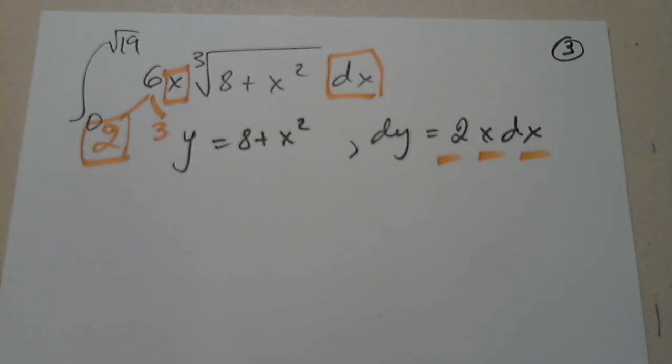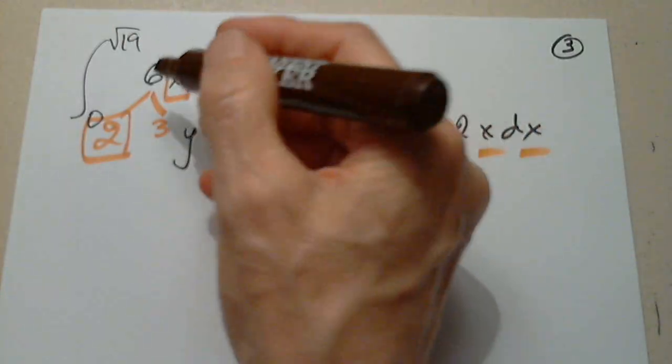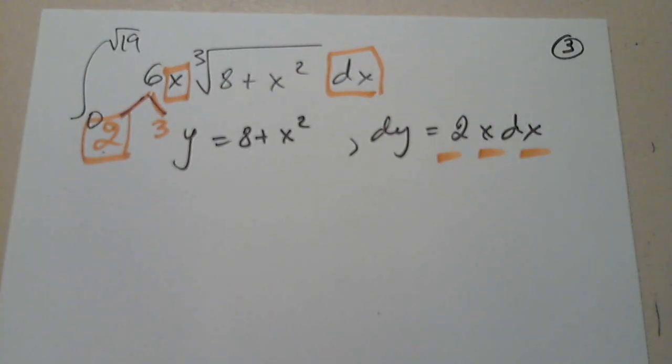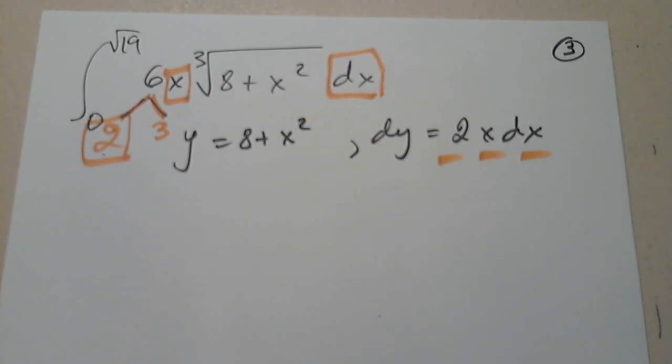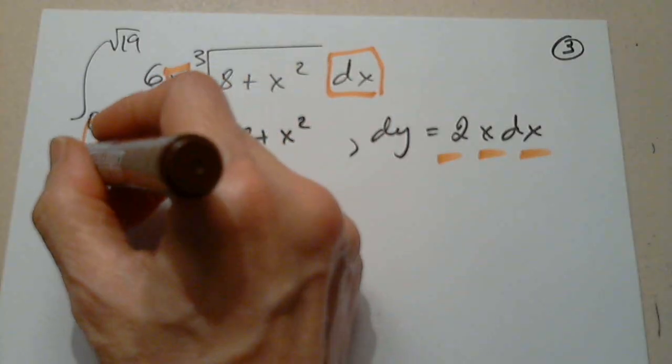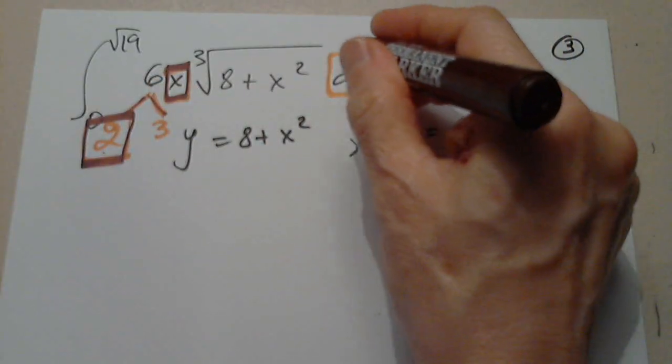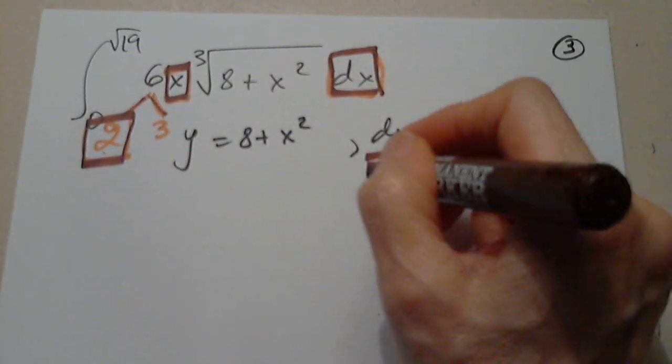One more time. So y equals 8 plus x squared. dy equals 2x dx. As I showed you, you can multiply by 2 and divide by 2. But there is no need because I have a 6. So I can split it into 2 and 3, or just put 1/2 and 2. It's fine. You're going to get the same answer. So, but now this and this are in dy.